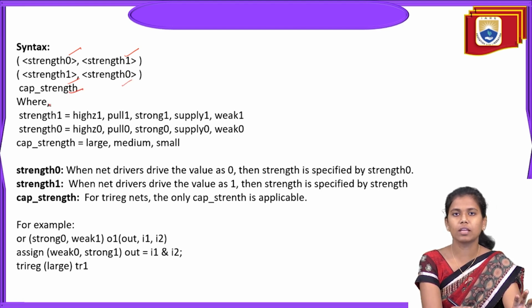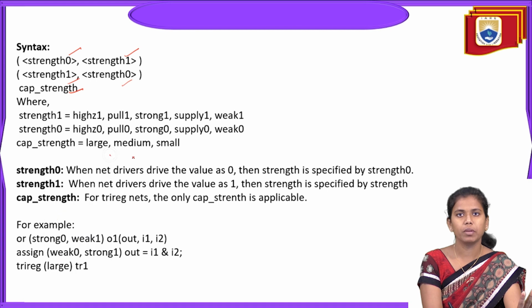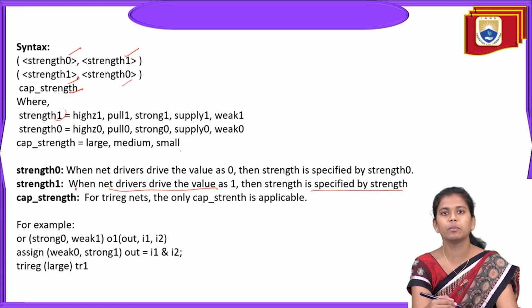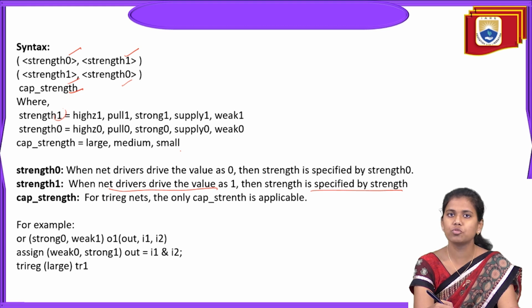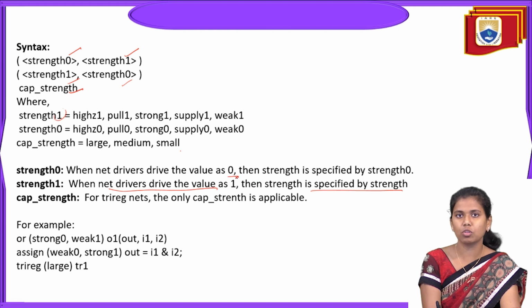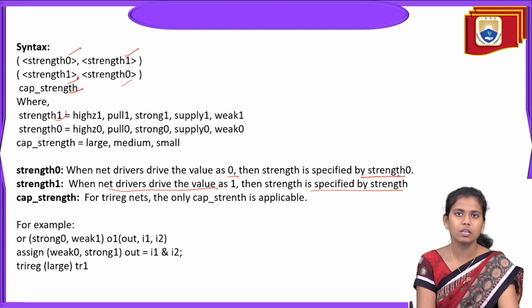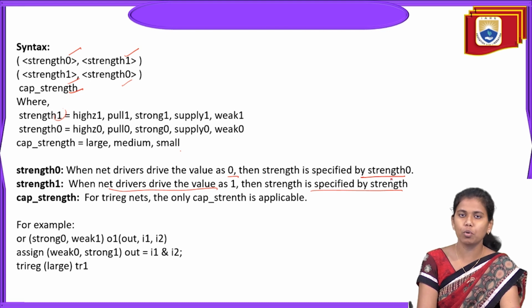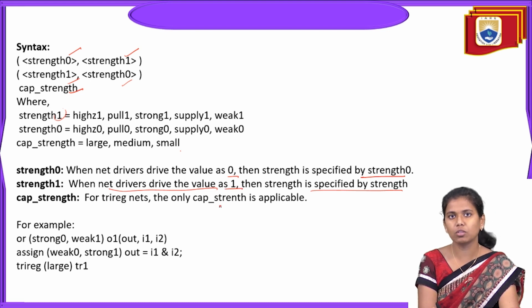So the capacitive strength holds the levels of large, medium as well as small. So strength 1 is nothing but the level of a particular signal: when a net drives the value as 1, the strength is specified by the strength 1. As I said, it totally depends upon the net drivers. If a net driver is driving with the strength 0, then it is specified with the strength 0. And if a net driver is going forward with the strength value 1, then the strength of a particular value can be given as 1.